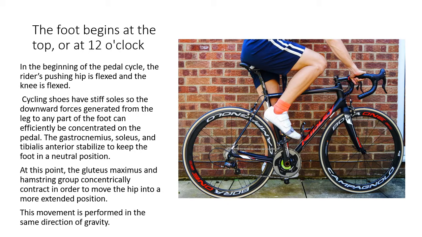Cycling shoes have stiff soles so that the downward forces generated from the leg to any part of the foot can be efficiently concentrated on the pedal. The gastrocnemius, soleus, and tibialis anterior stabilize and keep the foot in a neutral position. At this 12 o'clock point, the gluteus maximus and hamstring group concentrically contract in order to move the hip into a more extended position. This movement is performed in the same direction as gravity.